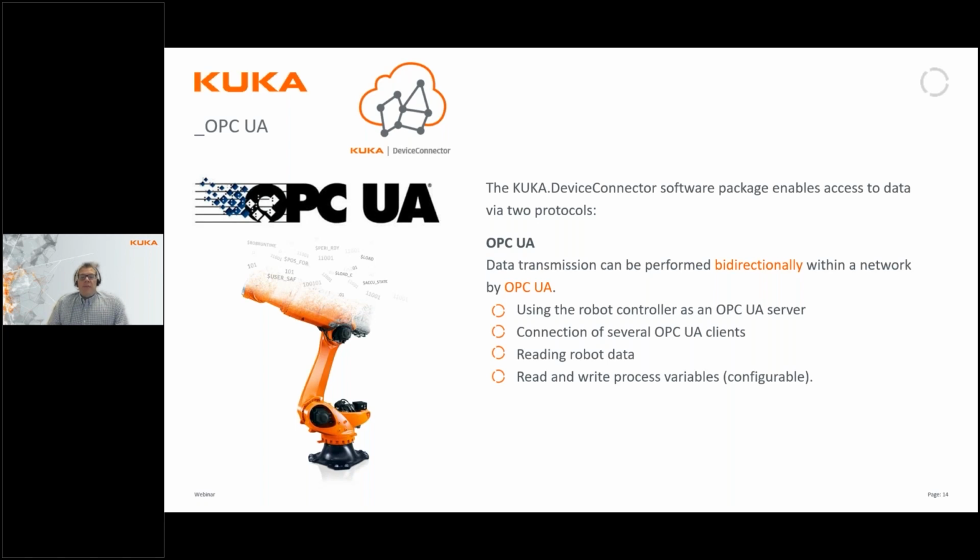And of course, both MQTT and OPC UA support that several different data readers, clients as they are also called, can access the robot at the same time.